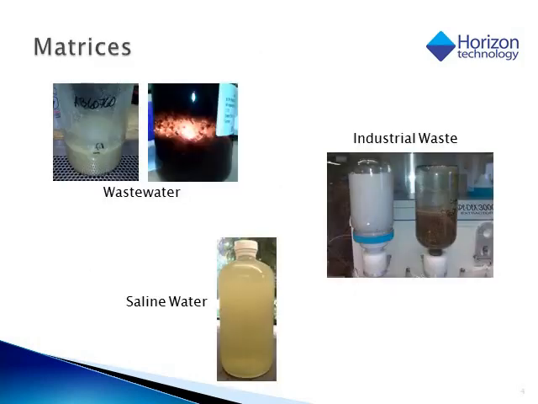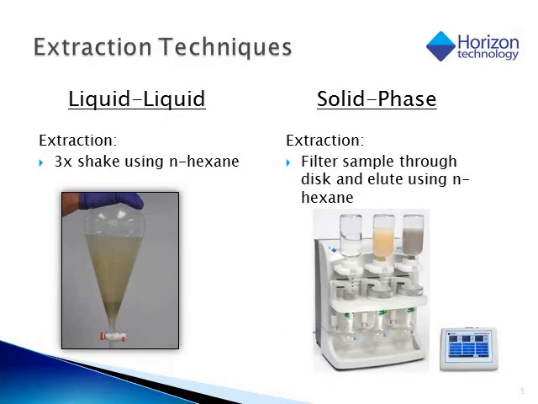the method. The oil and grease method is applicable to a wide range of matrices, including wastewater, industrial waste, and saline water. It can be used for the control of pollution, but is also used for monitoring waste treatment plant operations. Historically, the extraction procedure has used a separatory funnel to serially shake an aqueous sample using N-hexane. More recently, however, many users have converted to performing solid phase extraction, which filters the sample through a solid phase disc and then elutes from that disc using N-hexane.